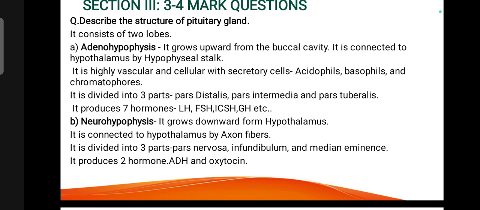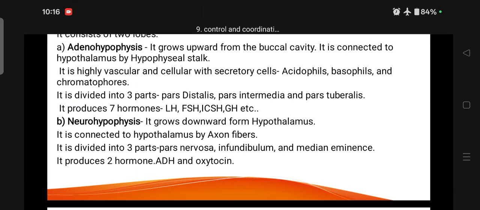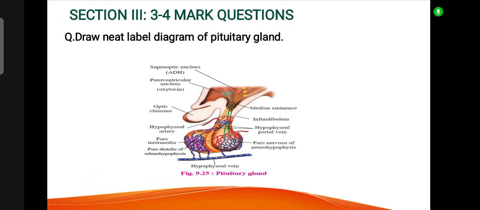Neurohypophysis. It grows downward from the hypothalamus. It is connected to hypothalamus by axon fibers. It consists of three parts: pars nervosa, infundibulum, and median eminence. It produces 2 hormones, ADH and oxytocin. Draw a neat labeled diagram of pituitary gland. So you can see the diagram. 2 lobes are given here and you can label it.